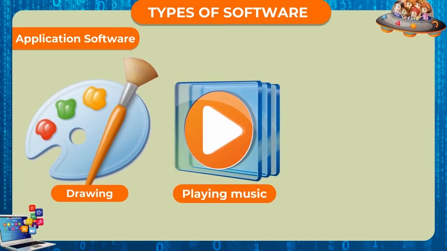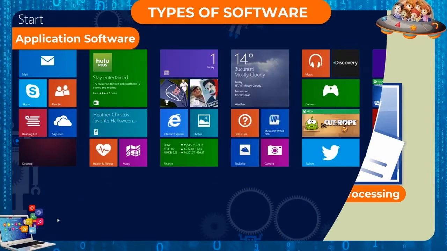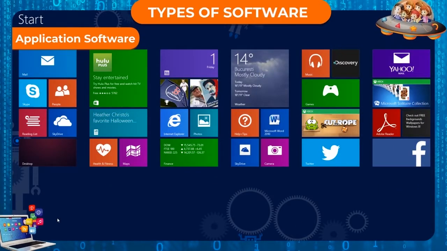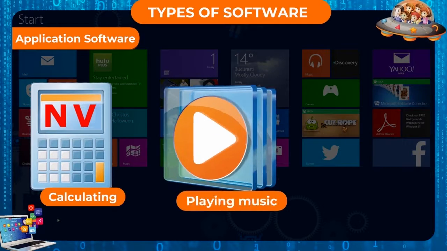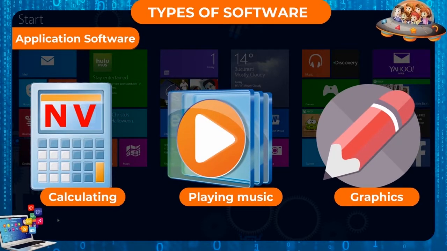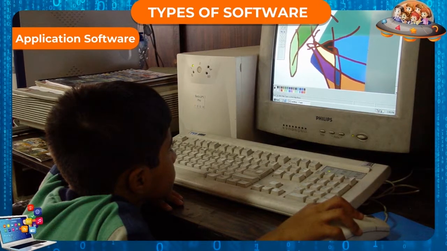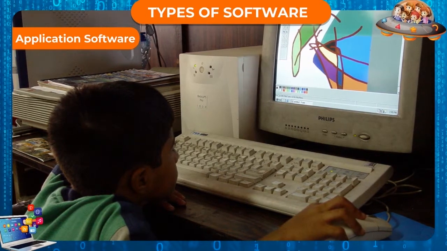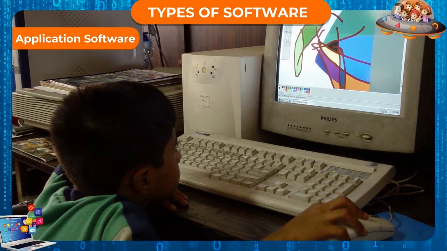Application software. A software which is specially designed for carrying out a particular function is known as an application software. Application software is a program that is written to perform a certain function such as word processing, drawing, calculating, playing music, graphics, etc. It is specially designed to make tasks easier, simpler, and efficient for computer users. Therefore, they are also called end-user programs.